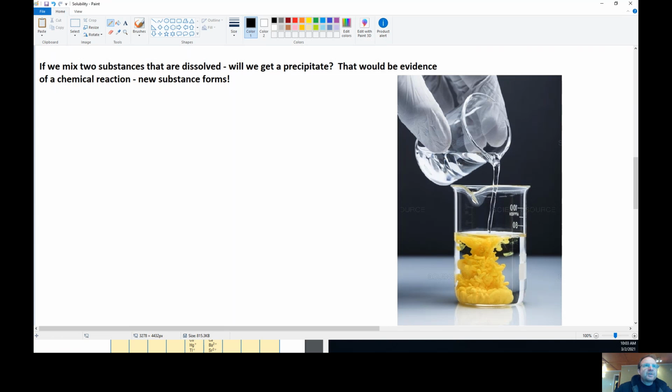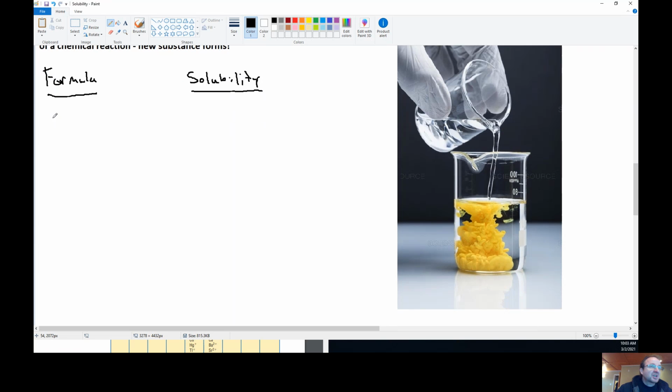But let's figure out if these two, and again, to figure out solubility, you need the formula, and I'll give you two substances. And then we're going to check the solubility table for each of those. And then we're going to figure out what happens when they're mixed. So this is going to be very interesting. Let's do lead nitrate again.